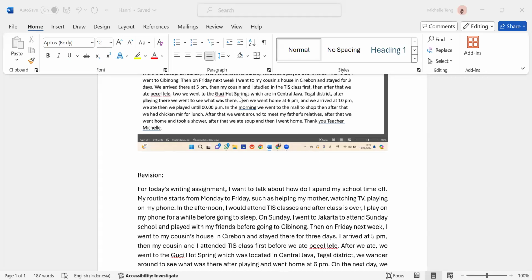Okay, so where were we? So that is we're after pizza right here. Two, we went to the Guci Hot Springs, which are in Tegal district. After playing there, we went to see what was there. Then we went home at 6 p.m. and we arrived at 10 p.m. We ate. Then we played until 2 p.m.